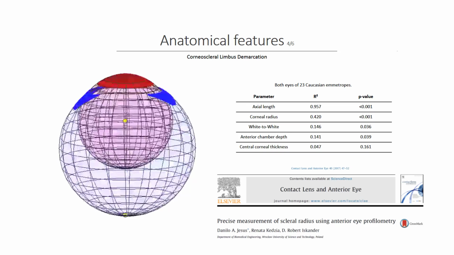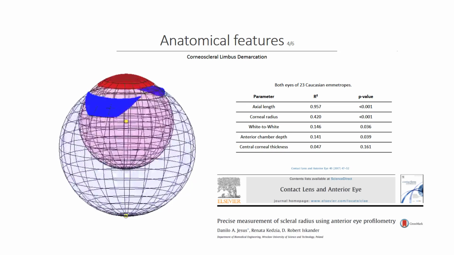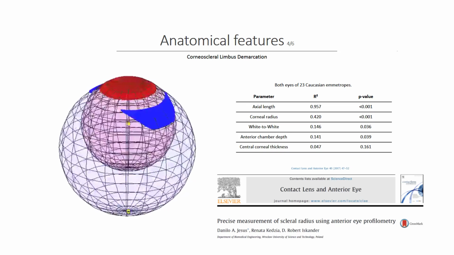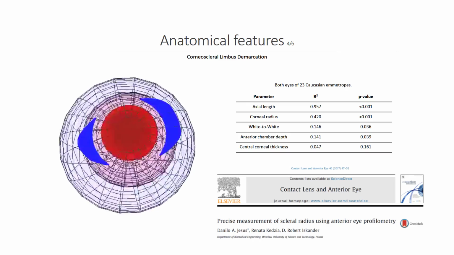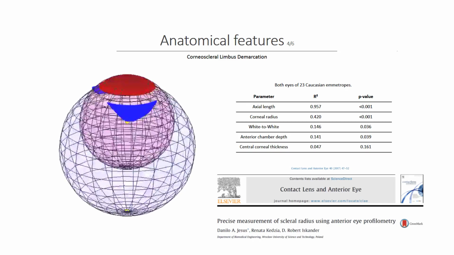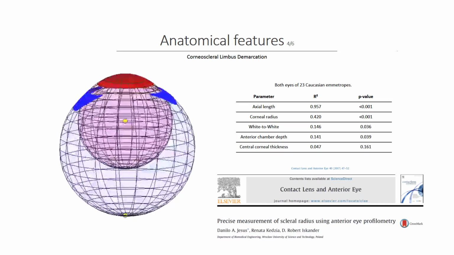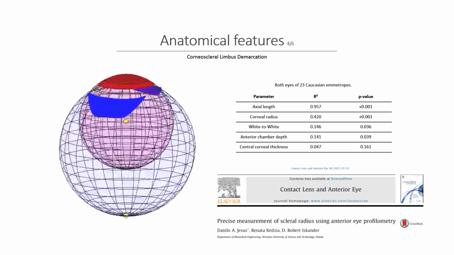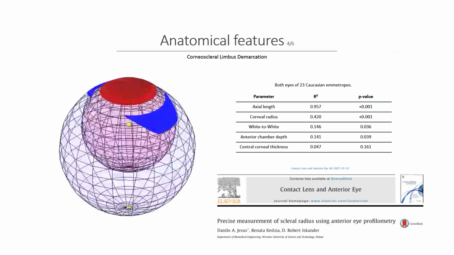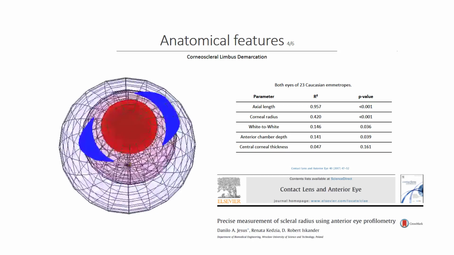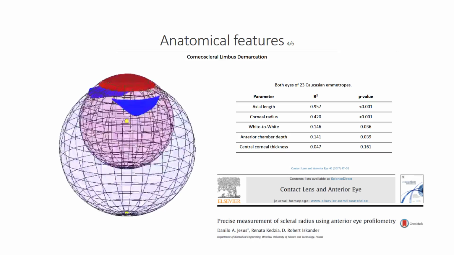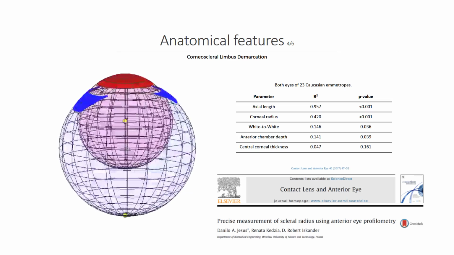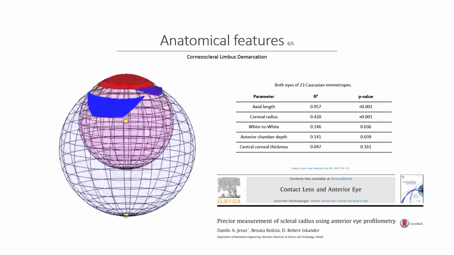Here is shown the final result of the spherical approximation based on the anterior eye surface data. The results show that three-dimensional topography acquired with the eye surface profiler, together with the given estimate of the axial length, can be used to calculate the scleral radius with high precision. For more details about this work, please have a look at the paper published in the Contact Lens and Anterior Eye journal.